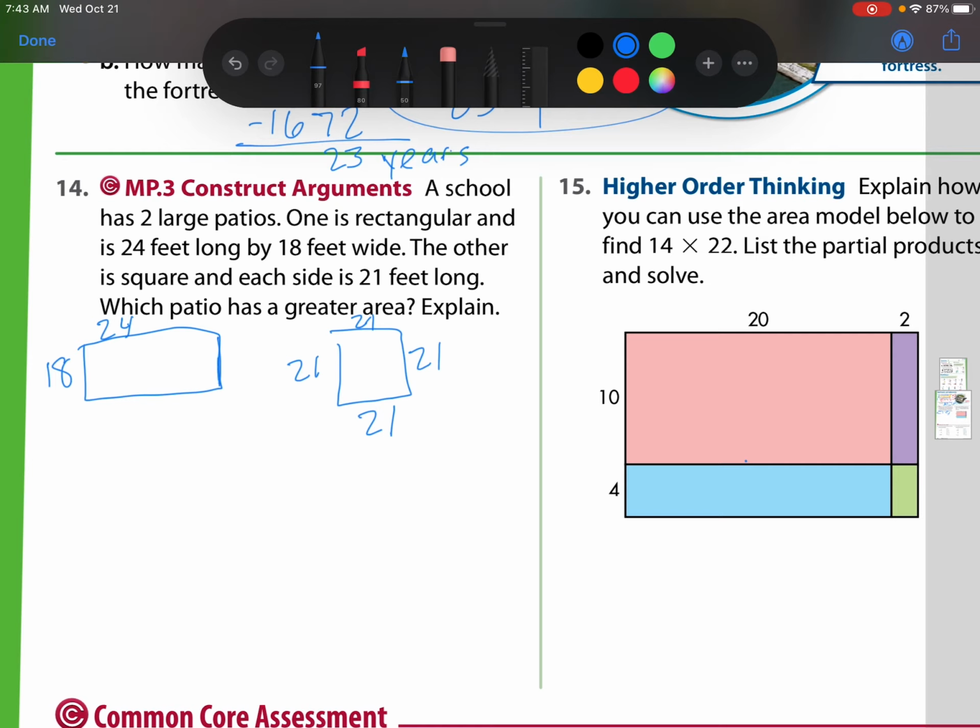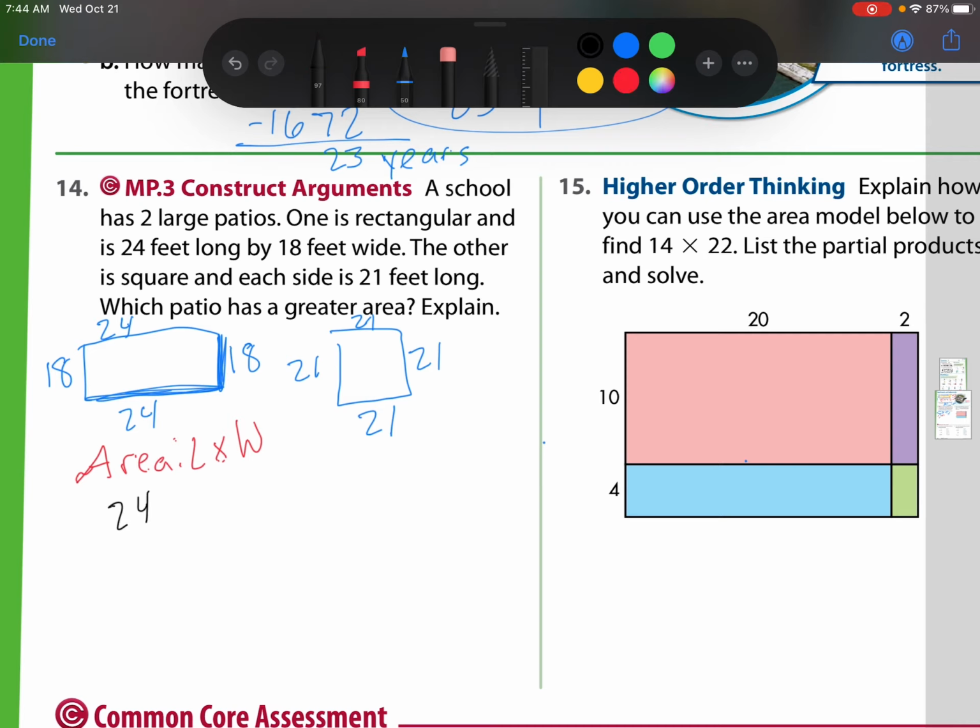Now, what is this side? Well, this is also going to be 18 for that original. And this side is 24, because remember, in a rectangle, the opposite sides are the same. So now what's our question? Which patio has a greater area? Well, if we remember, because we've been working on these since 3rd grade, area is length times width. So we have to figure out what 24 times 18 is, and then we have to figure out what 21 times 21 is.